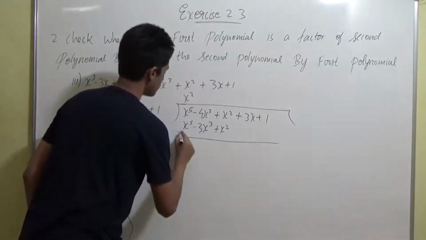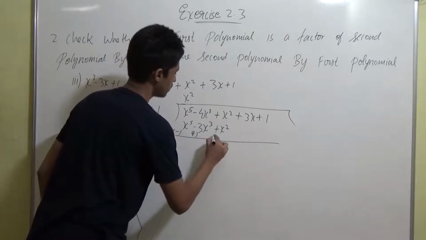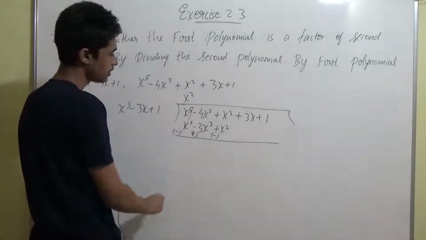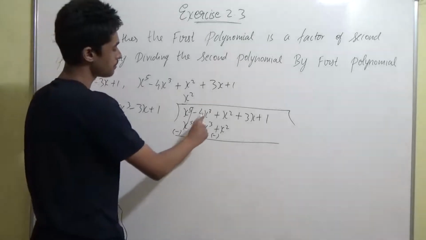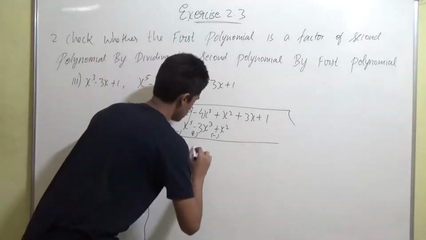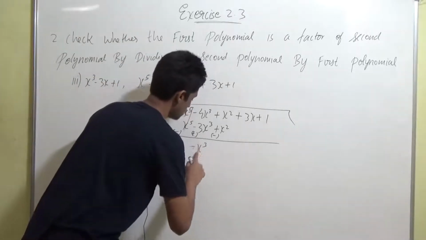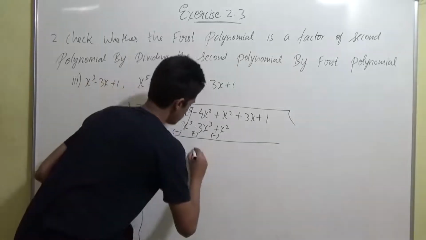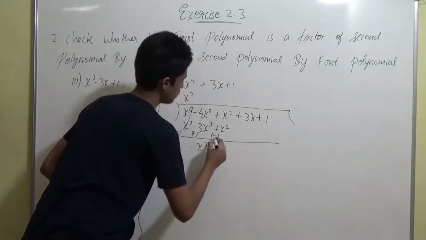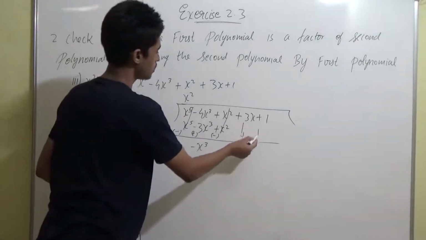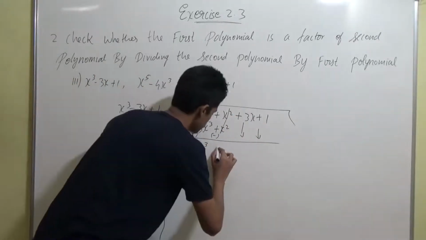Now when you do the operations of minus and plus, this term is going to get cancelled, and then it's going to become minus x to the power 3. And these two terms are going to get cancelled, and these two terms are going to come down as they are.